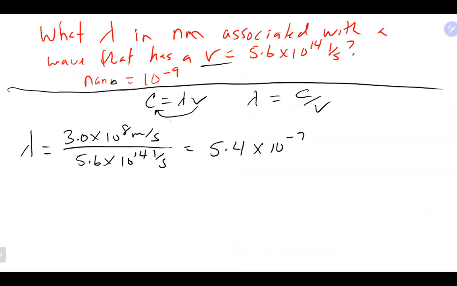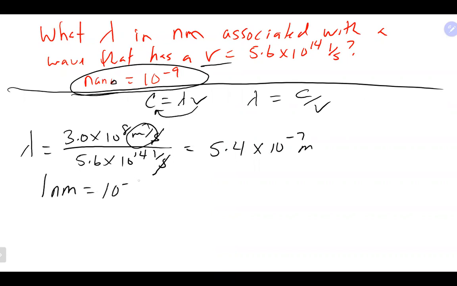The units here are going to be seconds, and seconds are going to cancel, leaving us with meters plus u left over at this point. Once again, we wanted nanometers here, so we'll take our conversion, which in this case would mean 1 nanometer is 10 to the minus 9 meters. Again, not the other way around.